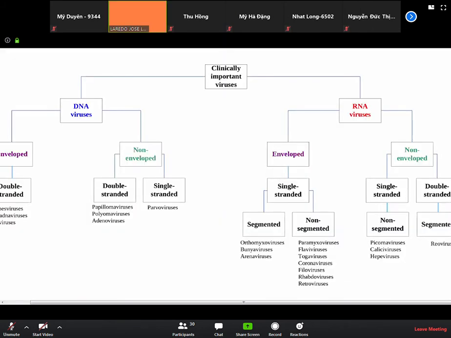Okay, so this is the table of viruses that we study. So we are going to continue now with the study of Flaviviridae. And we are going to study yellow fever. Yellow fever belongs to the family Flaviviridae. I remind you that flavi comes from the Latin language, yellow, because yellow fever belongs to this family. Okay.